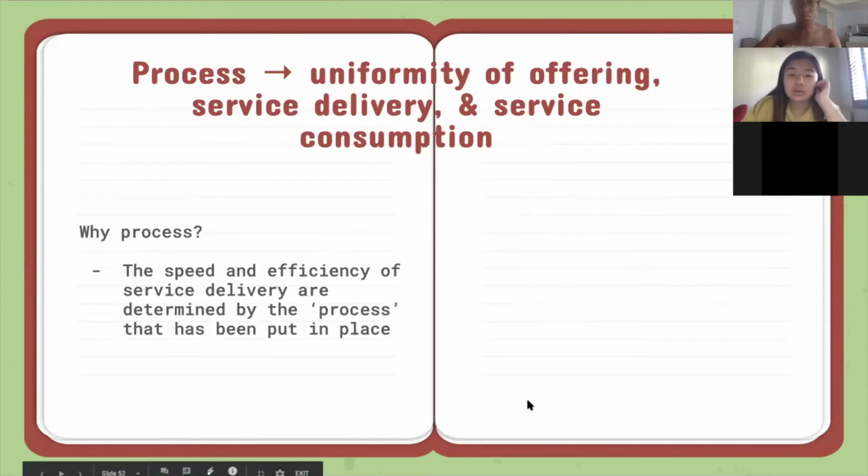Process, like uniformity of offering, service delivery, and service consumption. Why do we need process? The speed and efficiency of any kind of service delivery or delivery of products are determined by the process that has been put in place. So it's very important that companies deliver their products or services well, to make the customer or consumer feel a lot better.